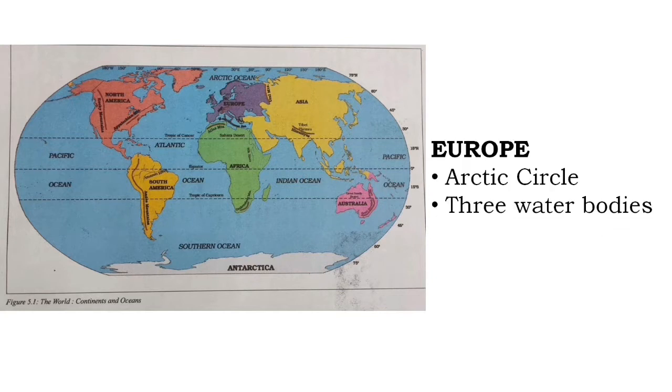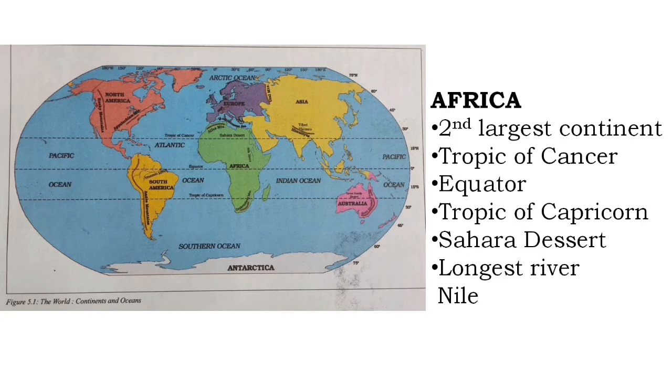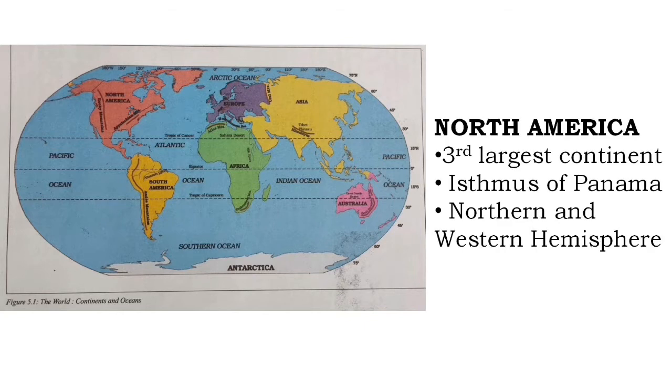Next, we have Europe. Europe is much smaller than Asia. The Arctic Circle passes through it and it is bound by water on 3 sides. Next, we have Africa. Africa is the second largest continent. We must remember that it is the only continent through which Tropic of Cancer, Equator, and Tropic of Capricorn pass. And this continent also has the Sahara Desert, which is the world's largest hot desert, and the world's longest river, Nile, flows through Africa.